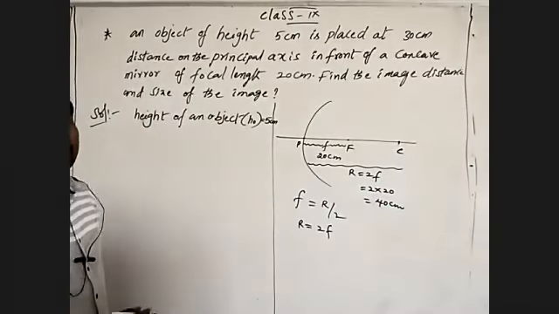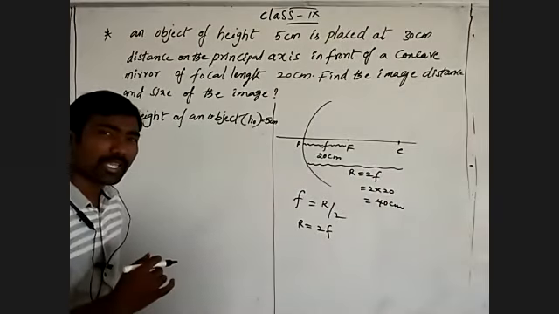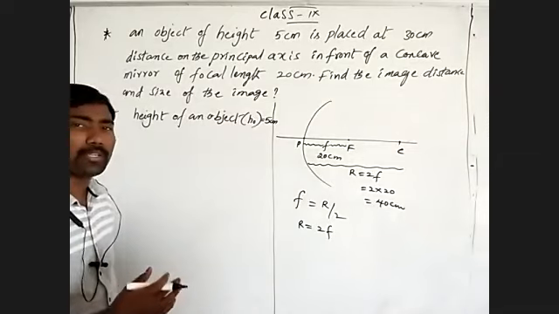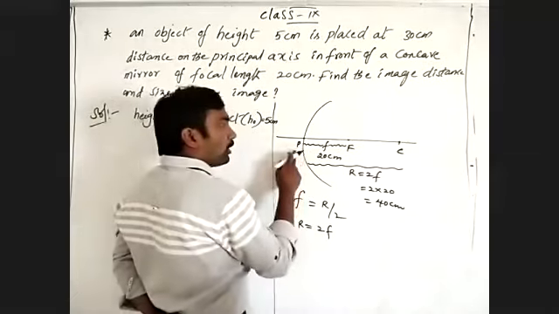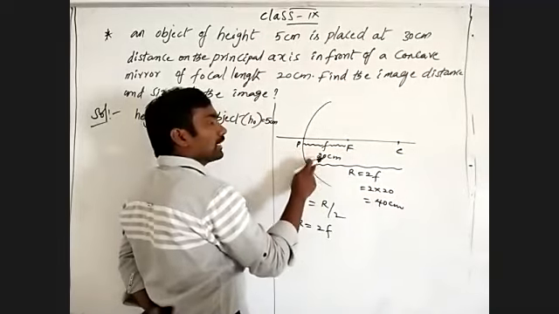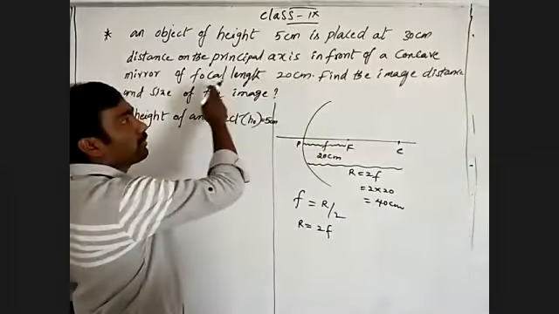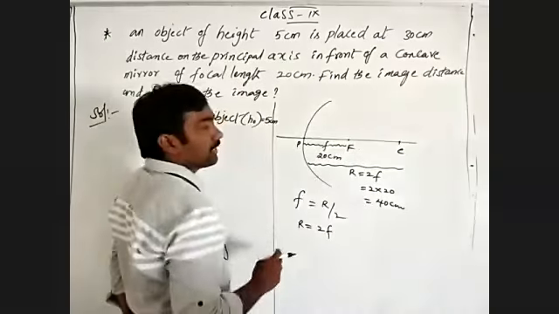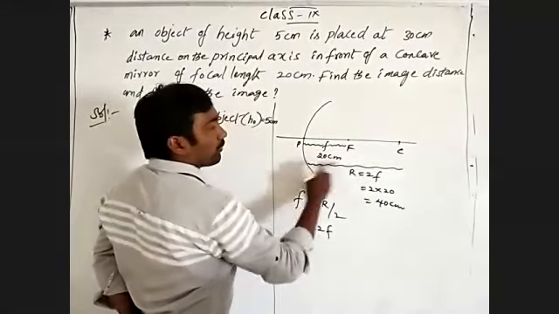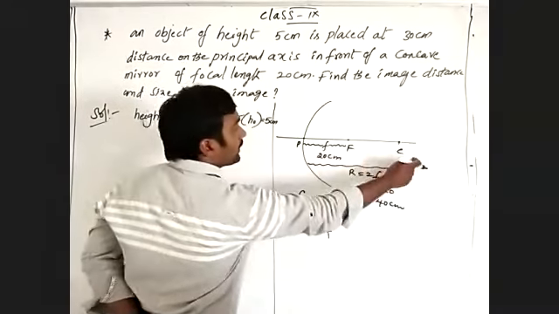Focus and center of curvature. Why? Because I am saying the object is placed between focus and center of curvature. Come back: pole to focus is the focal length, they gave 20 centimeter. So focus to center of curvature is also 20. So the total is 40.